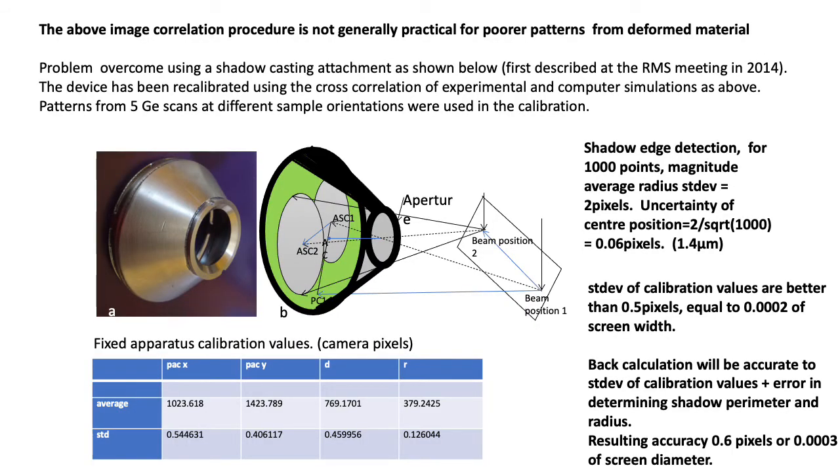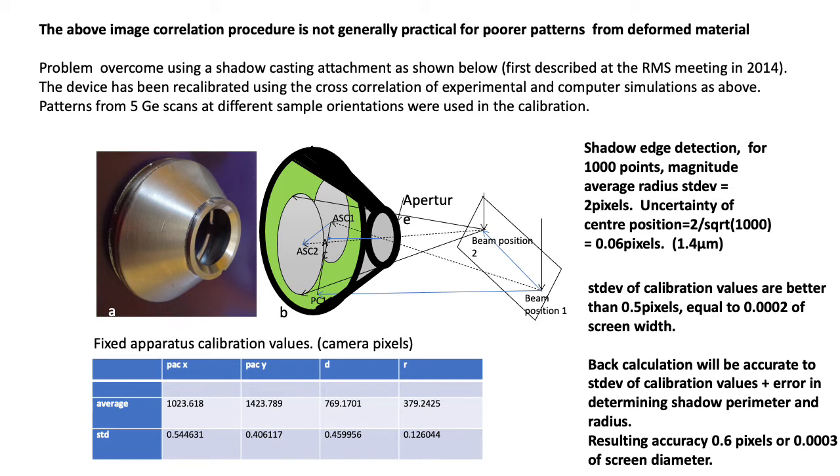We have been using for some time a shadow casting technique to overcome the problems I've just discussed, and in fact I did report it in 2014. It consists of a circular aperture which casts a shadow onto the screen, and from the measurement of the center of the shadow and the radius of the shadow, we can back calculate the positions of the beam on the specimen and hence the pattern center position on the screen. It needs calibrating, however, and we've used the cross-correlation procedure I've just described, using a germanium crystal as the specimen to do the calibration.